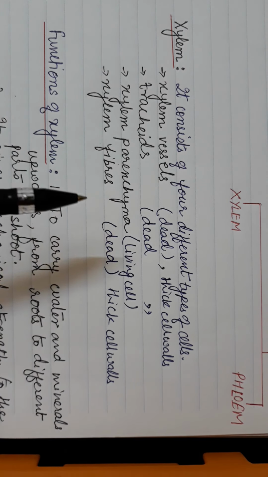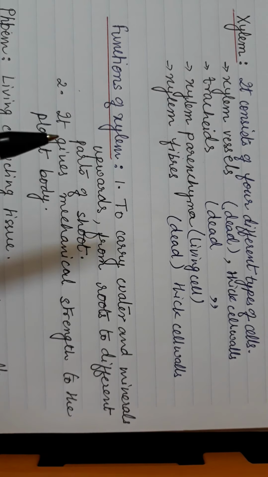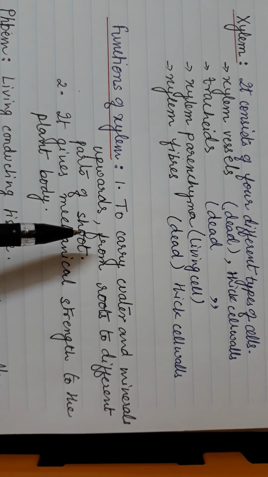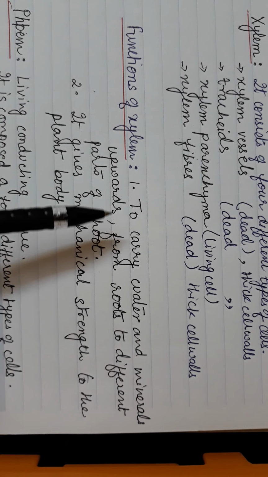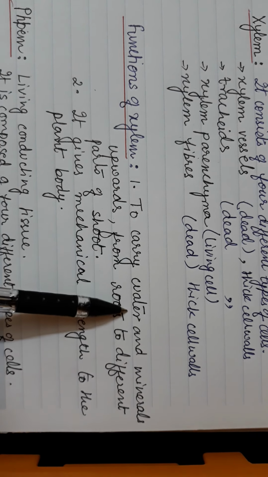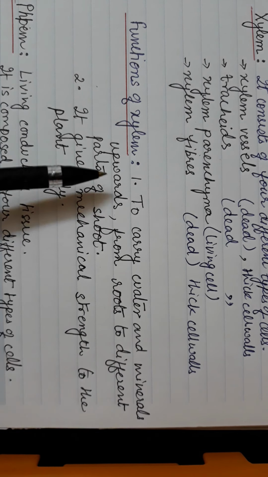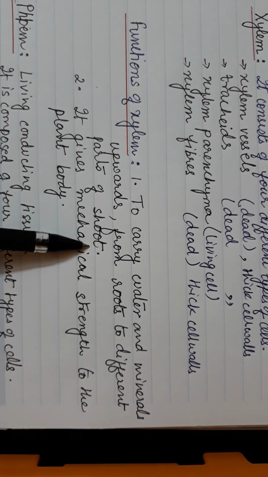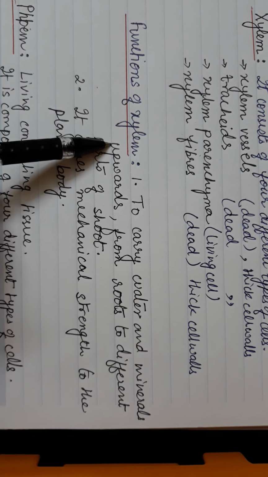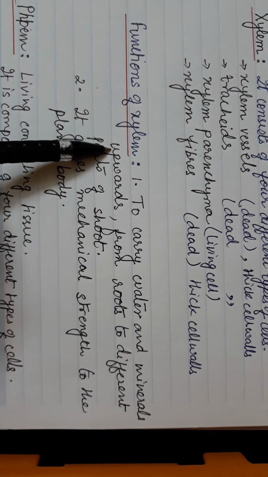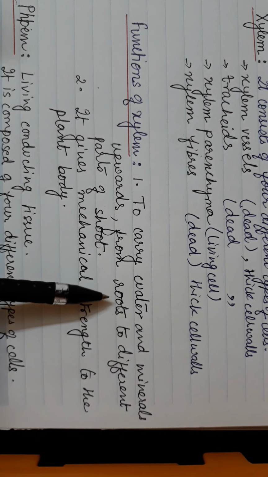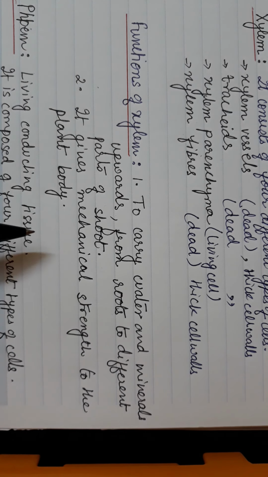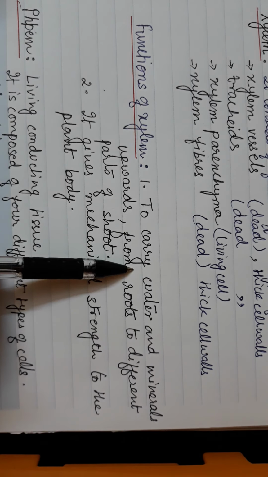Now, what is the function of xylem? Why do they need to work together as a unit? The function of xylem is to carry water and minerals upwards from root to different parts of shoot. Here we have to be careful, the movement is upward. Why? Because the water is being carried from the roots to the shoot. Okay, this is the main function of xylem.